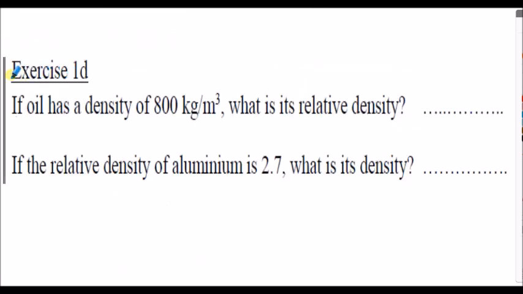There's an exercise for you to undertake. If oil has a density of 800 kilograms per meter cubed, we've got to calculate its relative density. And if the relative density of aluminium is 2.7, we've got to calculate its mass density. I would encourage you to start the presentation and attempt that exercise, but the answers are shown on the following slide.